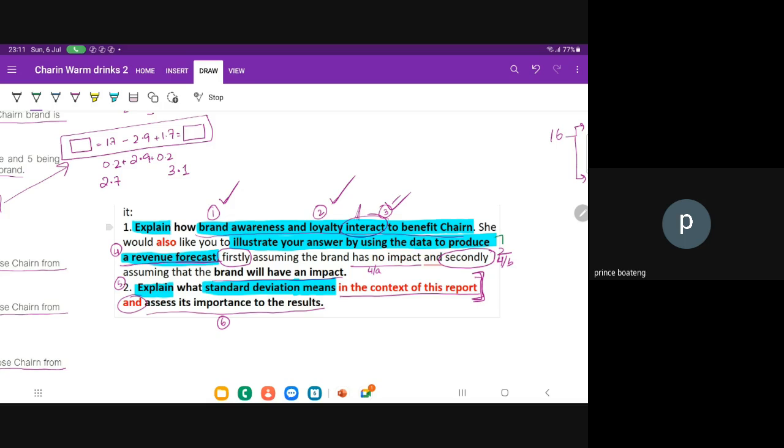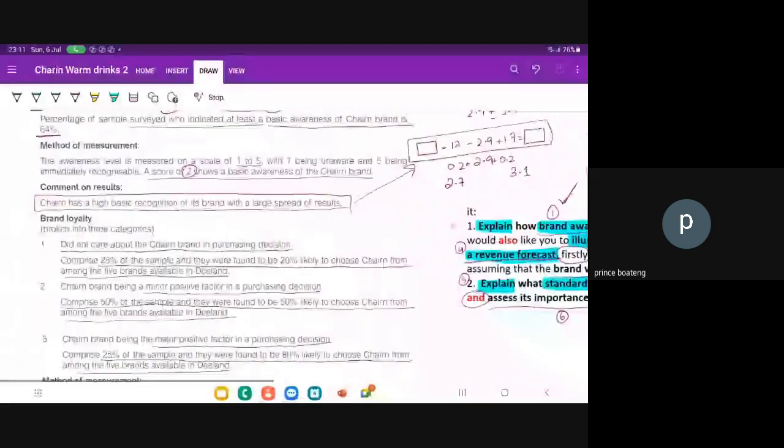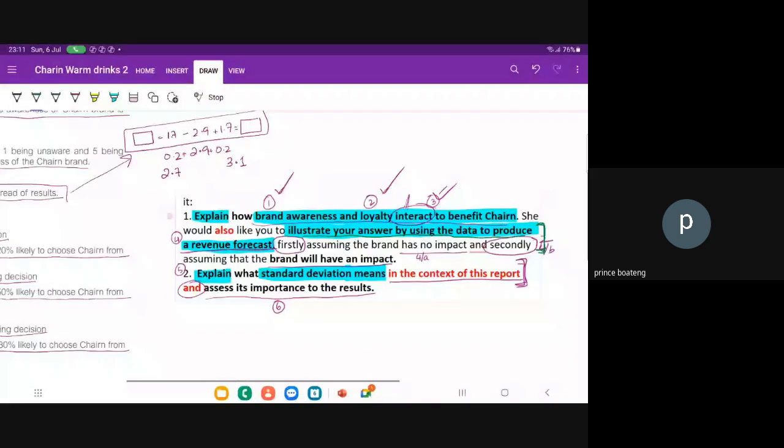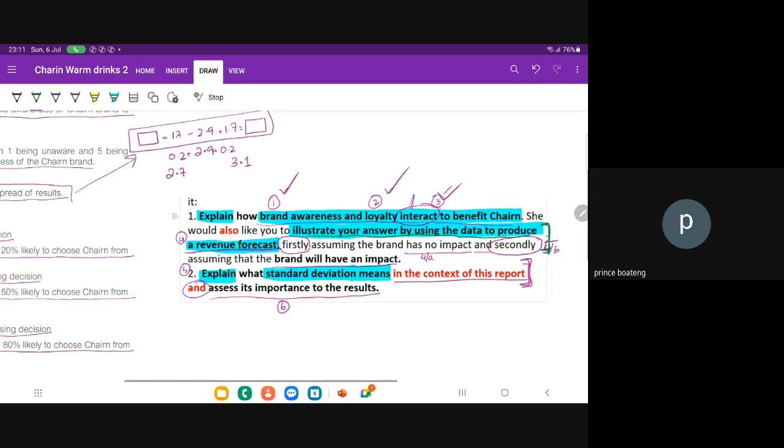Now, I think this is something from where the difficulty will start, right? Since they are saying illustrate your answer by using the data to produce a revenue forecast, we are trying to communicate what will happen if there is no loyalty, and what will happen if there is loyalty. The question says that first you have to assume that the brand has no impact, and secondly, you have to assume that the brand will have an impact, right? There are two things.